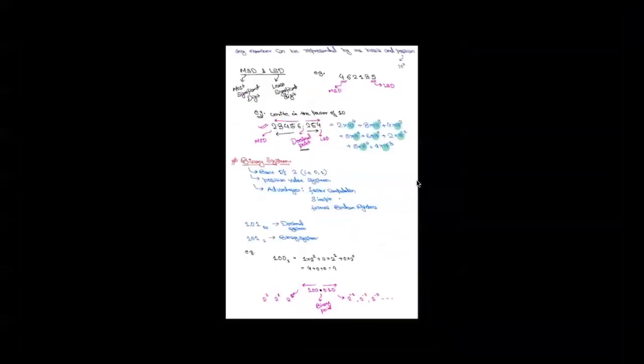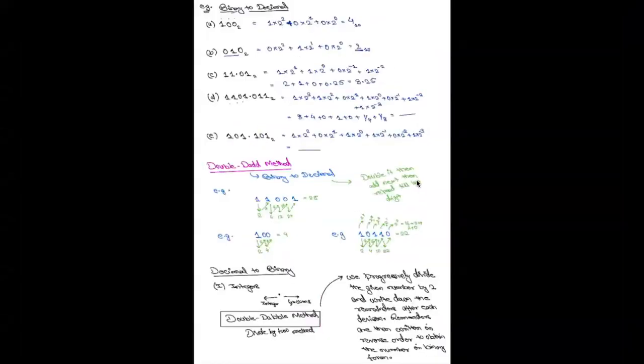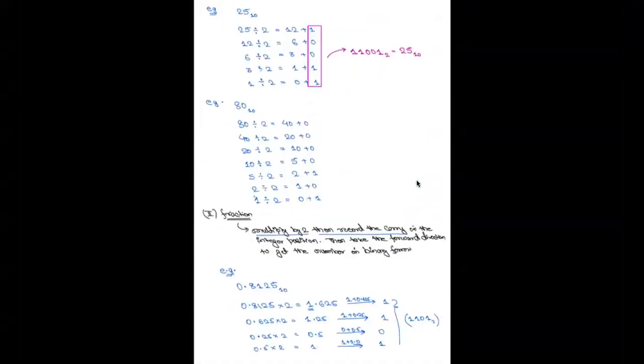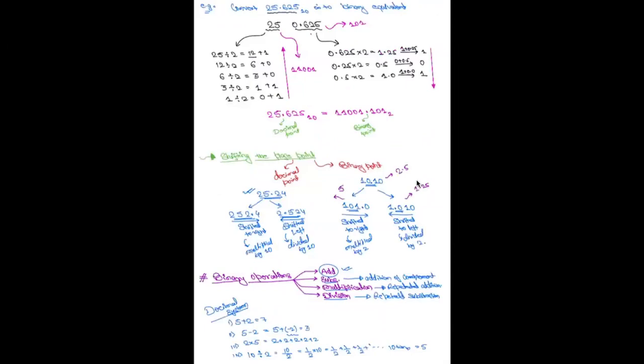Then we have seen how we can convert binary to decimal and decimal to binary. Then we have seen methods like the double dabble method in binary to decimal conversion and the double dabble method in conversion from binary to, sorry, decimal to binary. Then we have seen the shifting of the point.